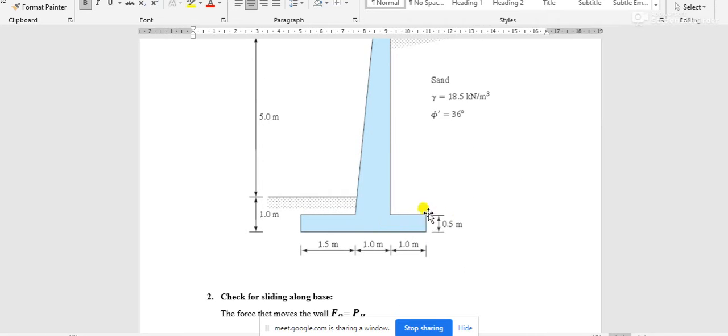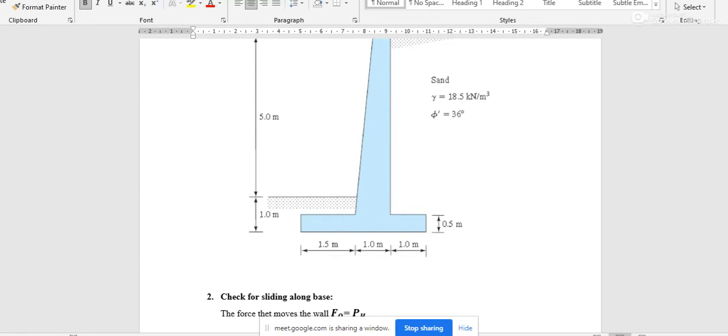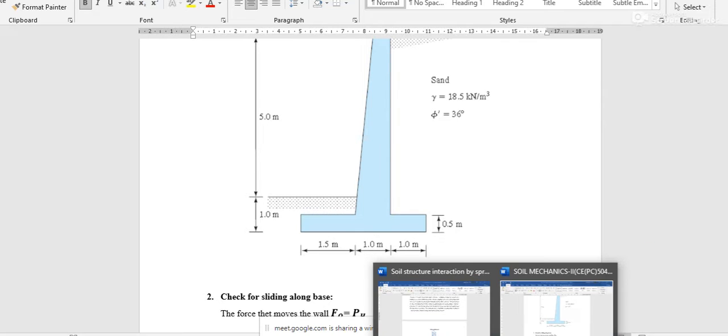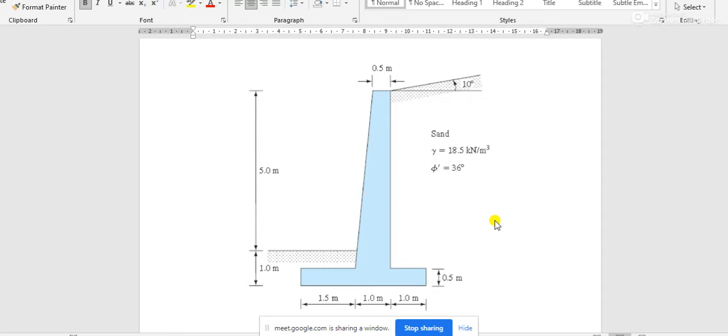The thickness of the base slab is 0.5 meter. There are three parts in the base slab. The total width of the base slab is 3.5 meter, and it is divided into three parts: front extension 1.5 meter, back extension towards the hill 1 meter, and the bottom thickness of the retaining wall is 1 meter, this one. Okay, all the data are given like this.